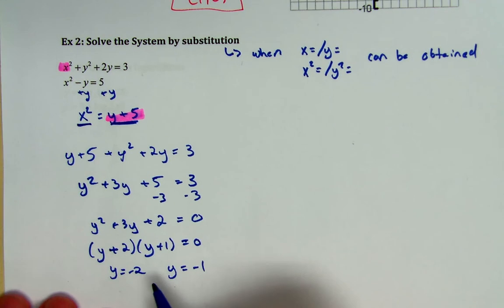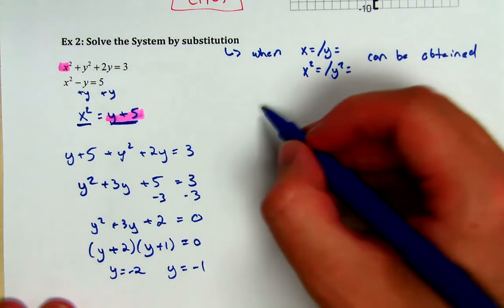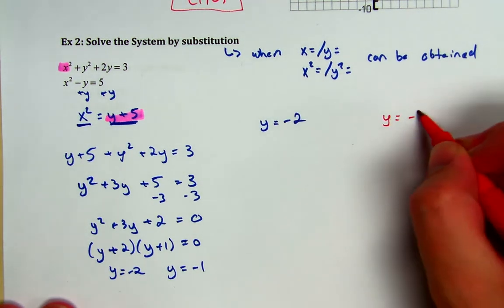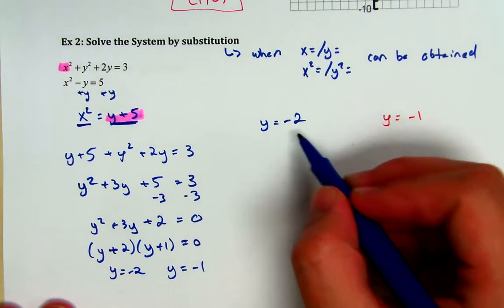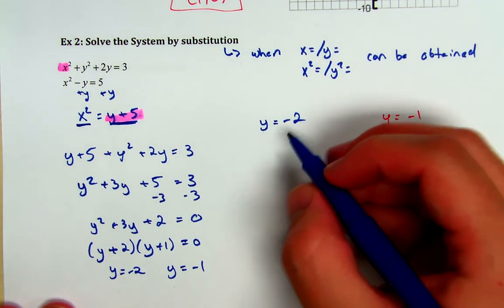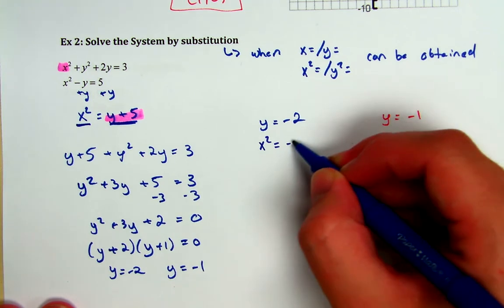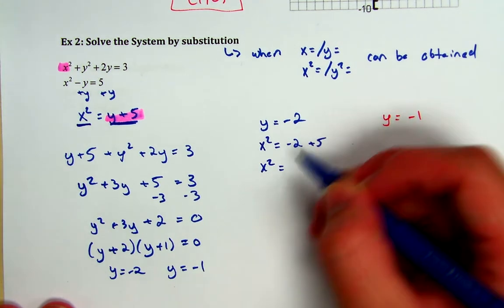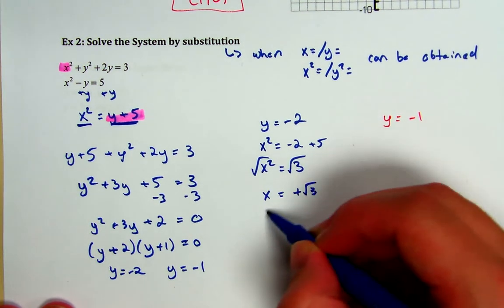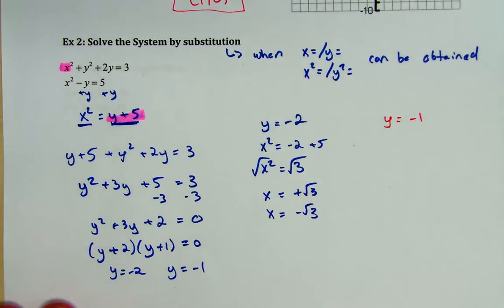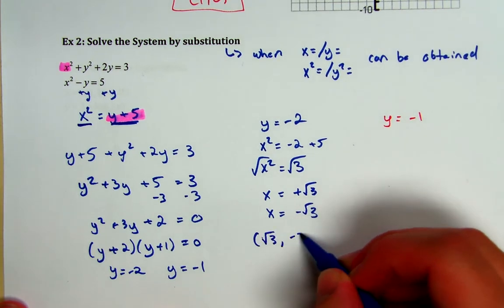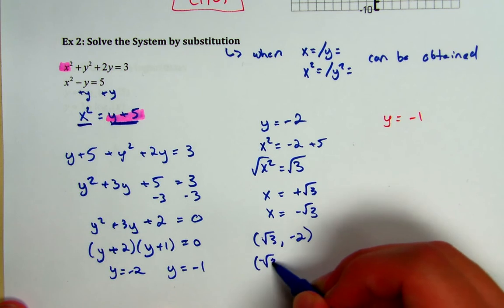We need to take those and solve for what x would be. So I'm going to take y equals negative 2 and y equals negative 1 and solve. For y equals negative 2, let's put that into x squared equals y plus 5. So x squared equals negative 2 plus 5. X squared equals 3. Take the square root: x equals plus root 3, x equals minus root 3. So we've got the solutions (root 3, -2) and (negative root 3, -2).